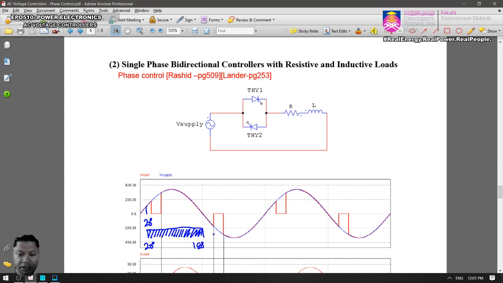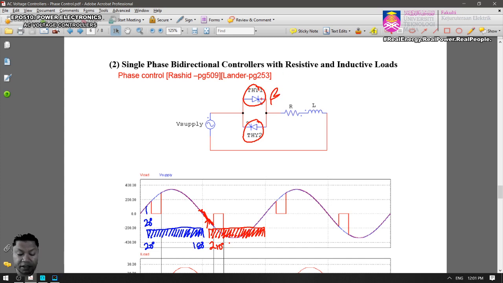And then you also need to trigger thyristor 2 at 210, until 180 degree if you like, or you can trigger to 120 if you like. So in this case, at first you want to trigger thyristor 2 at 210, isn't it? But unfortunately, because thyristor 1 is still conducting, you won't be able to trigger thyristor 2.